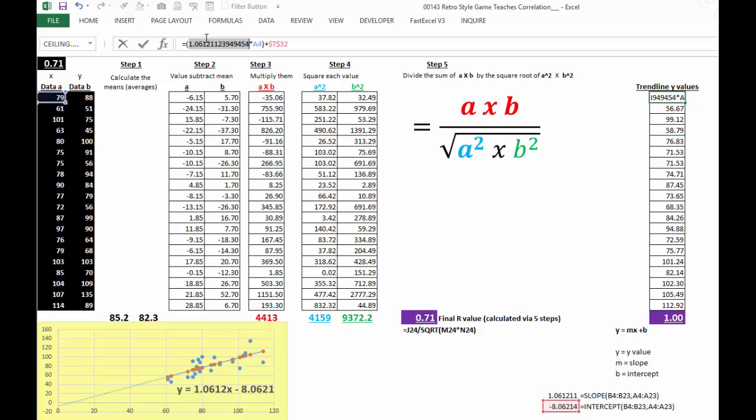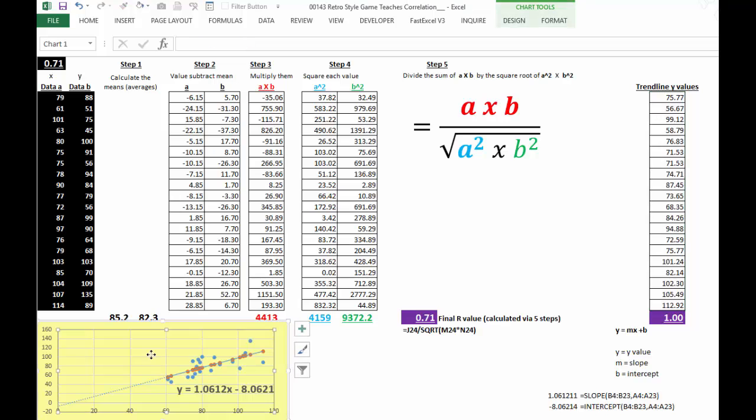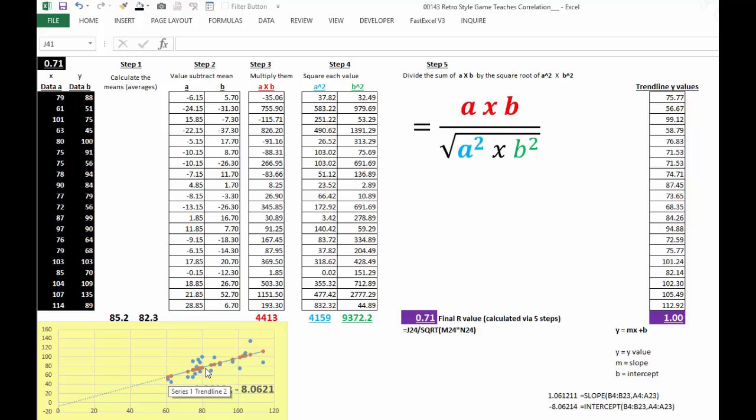Highlight this, press F9. We see the value, that's our slope. The slope is going to be multiplied by our x value of 79. Let's just make sure. I highlight this, press F9. There's the 79, and then plus the negative value of minus 8.06. So when we do all of this, we're going to end up with 75.77. So you drag this all the way down, then you copy it, highlight the chart, paste it, and see those orange dots? That's what those are. Those orange dots are the actual values all the way along that make up the trend line.